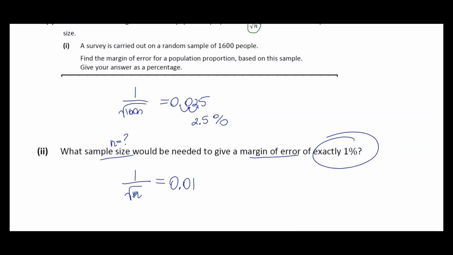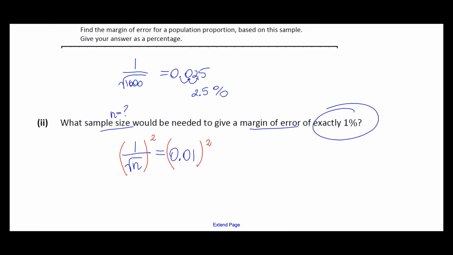How do we find it? I have a letter under the square root. How can I bring the letter from under the square root? Only one way, power of 2. So when I want to use power of 2, we need to take both sides to the power of 2.